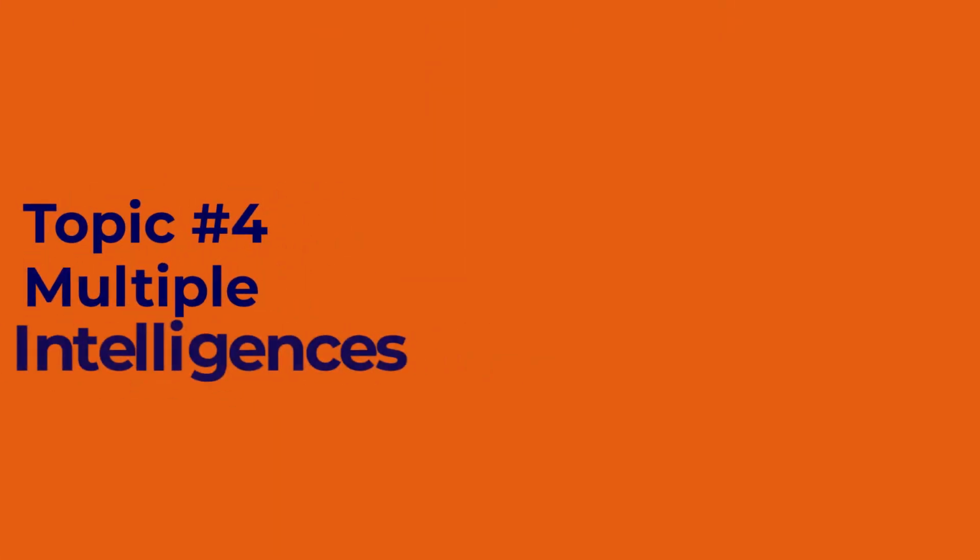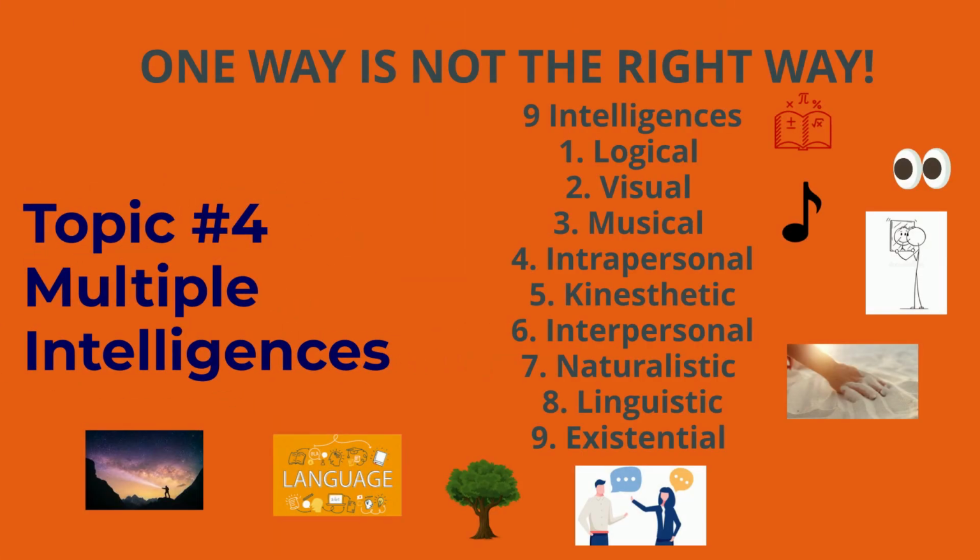The final topic for unit number 1 is multiple intelligences. Within the brain, there are multiple intelligences used to comprehend what you're thinking. Each intelligence is a skill your brain develops to help you adapt to your surroundings. One way is not the right way, as your brain uses all these intelligences to help you with your creative thinking. There is a total of 9 intelligences that you have, and it stands for the type of thinking it will comprehend.